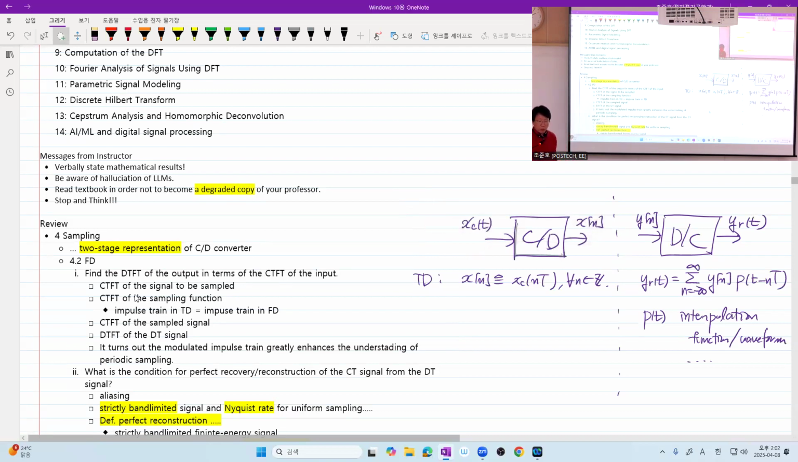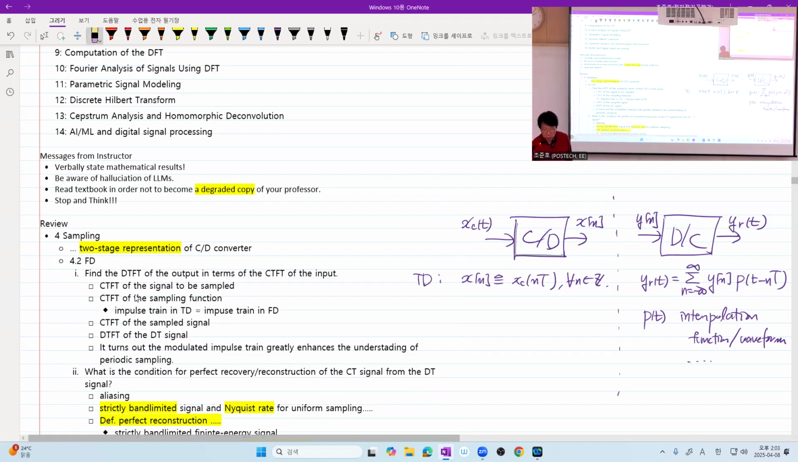And the question was, what's the relation in the frequency domain? So what does that mean? The DTFT of x of n, can it be written in terms of the CTFT of this input? And here, the CTFT of this reconstructed signal, can it be written as the DTFT of this input discrete time signal? And in both of the problems, we have a trick.